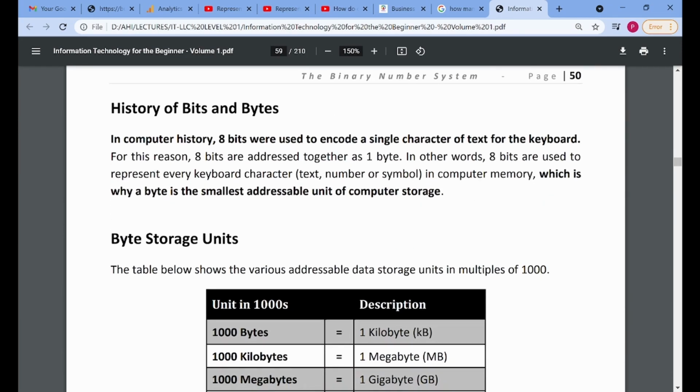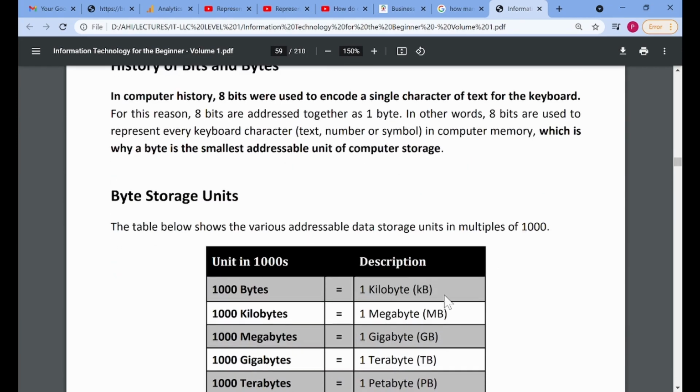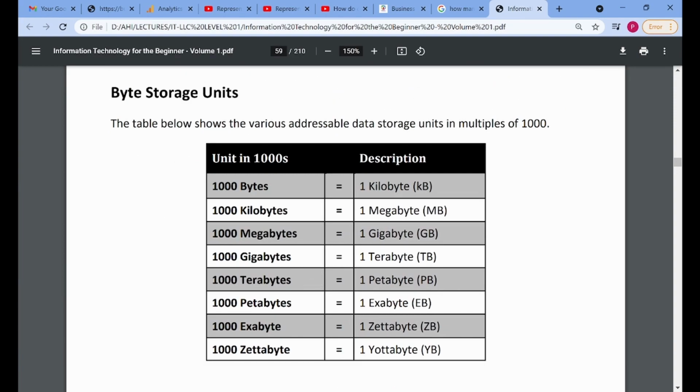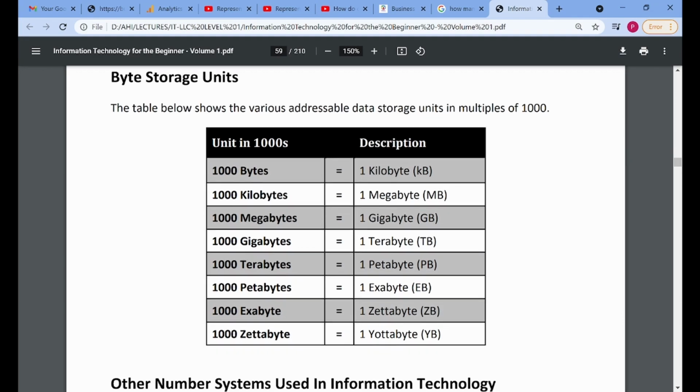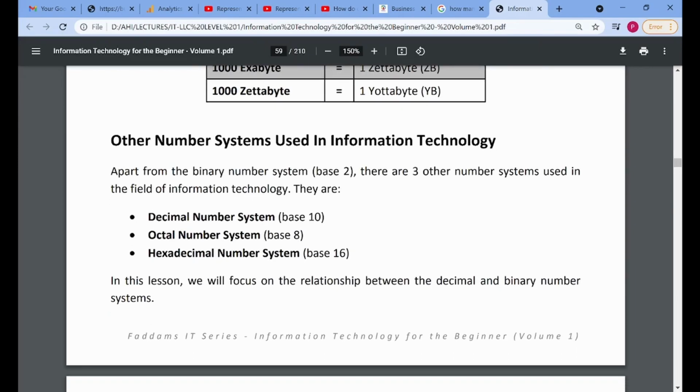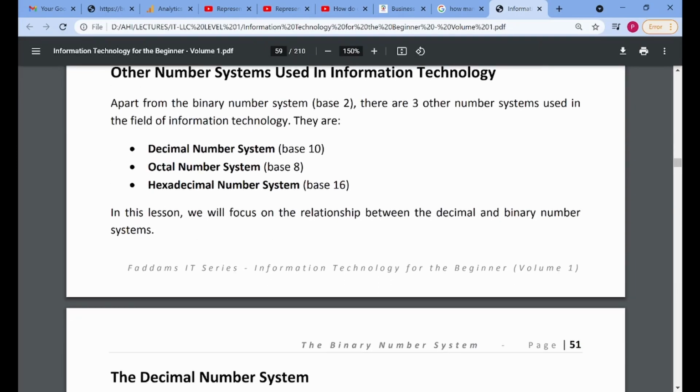and how 1,000 bytes will give us 1 kilobyte, and how 1,000 kilobytes become a megabyte, 1,000 megabytes 1 gigabyte, 1,000 gigabytes will be 1 terabyte, 1,000 terabytes will be 1 petabyte, 1,000 petabytes will be 1 exabyte, 1,000 exabytes will be 1 zettabyte, and 1,000 zettabytes will be 1 yottabyte, and 1,000 yottabytes will be 1 brontobyte.